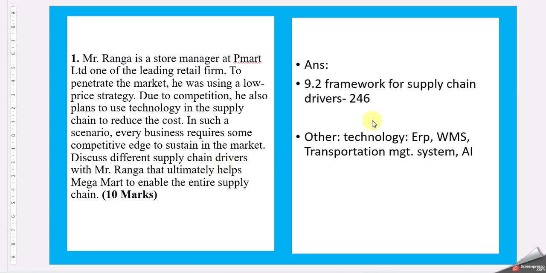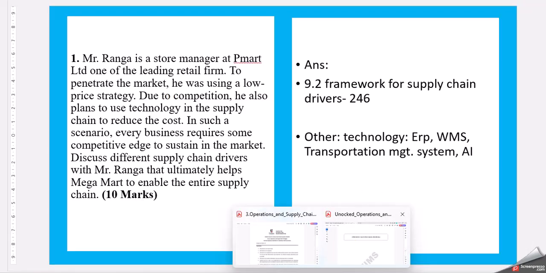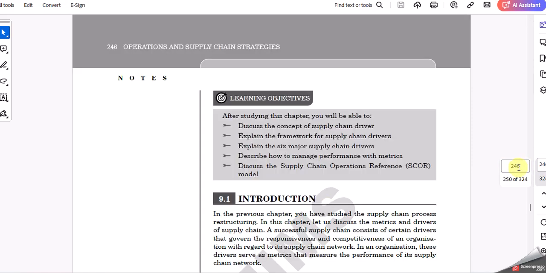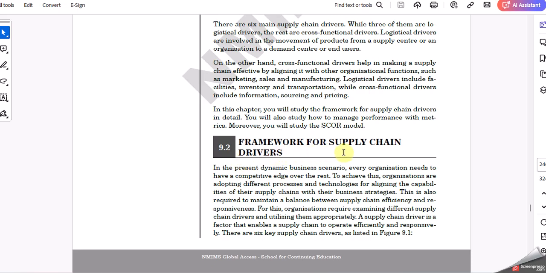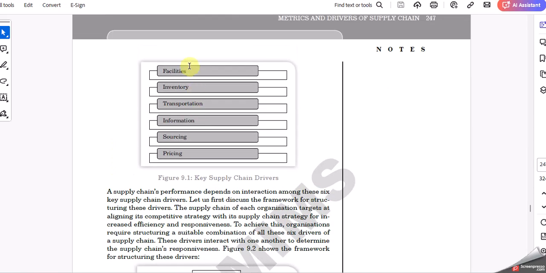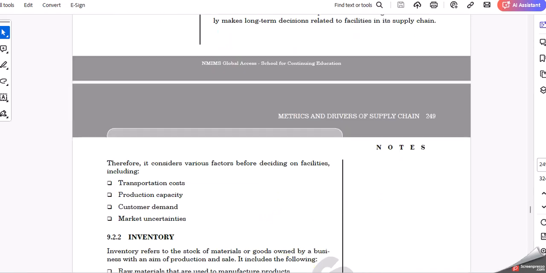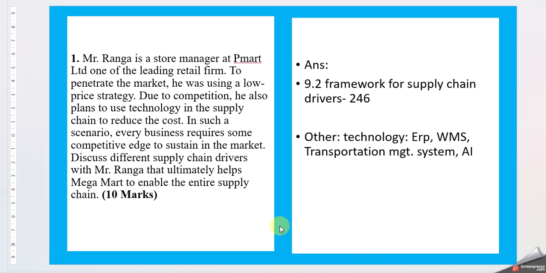So we can see the framework for the supply chain drivers, that is in chapter 9. Let's see in chapter 9. These are the framework for the supply chain drivers. We have this information here and how it works. These things you can explain. The facility and enterprise details, and then other things you can use as a technology part of it. It can be an ERP, warehouse management system, then transportation management system. AI can also be included in making their business better.